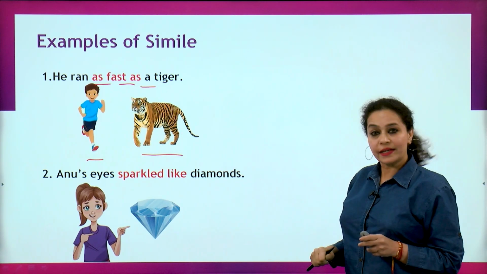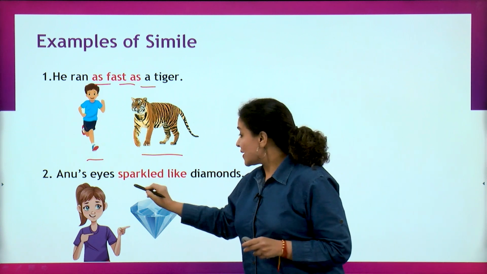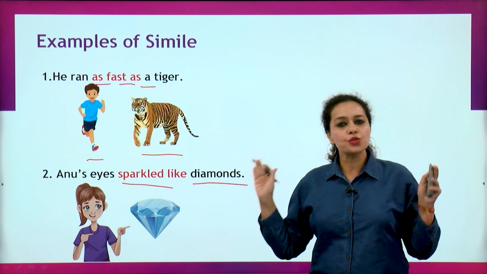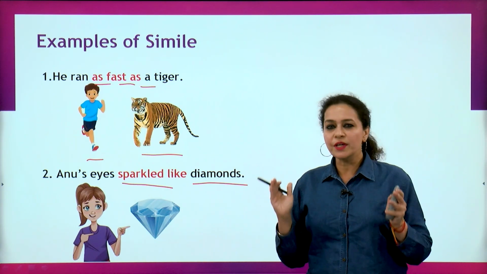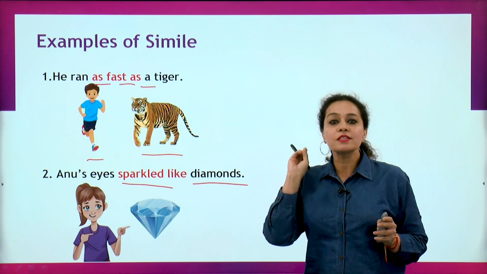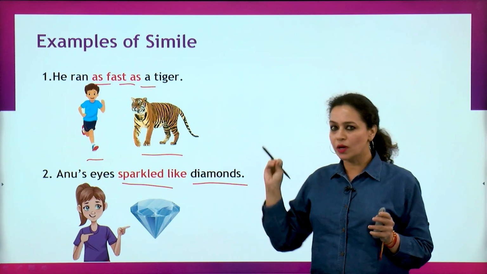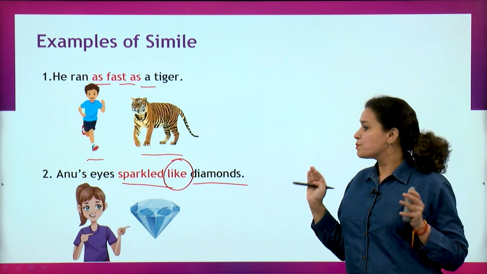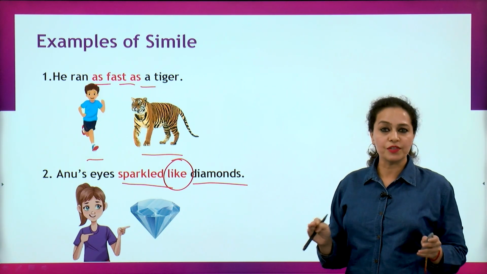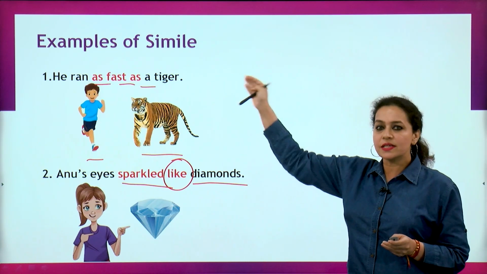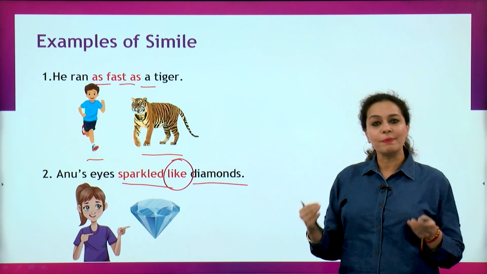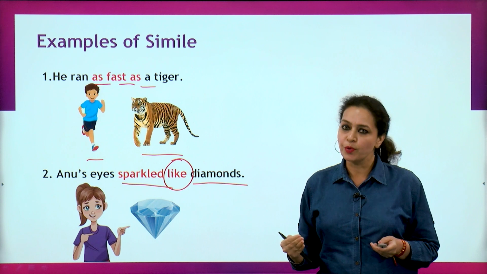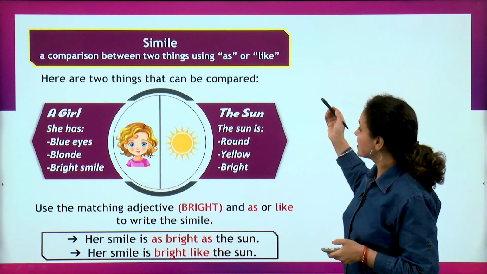Now let's have a look at the second example. It says, Anu's eyes sparkled like diamonds. Now girl and diamond, both are 2 different things, but yes, they have something in common, that the eyes of this girl sparkle like diamonds. So this quality is being compared using the word like. So sparkling is being compared with the sparkling of eyes of this girl, that is Anu. So this is the use of simile, and when we use similes in poetry, actually it enhances the emotional impact of the poem.